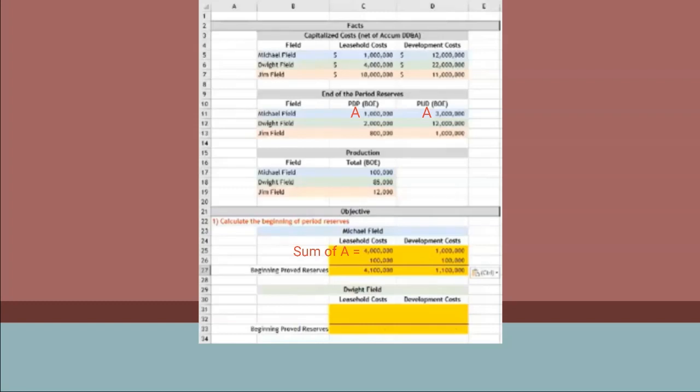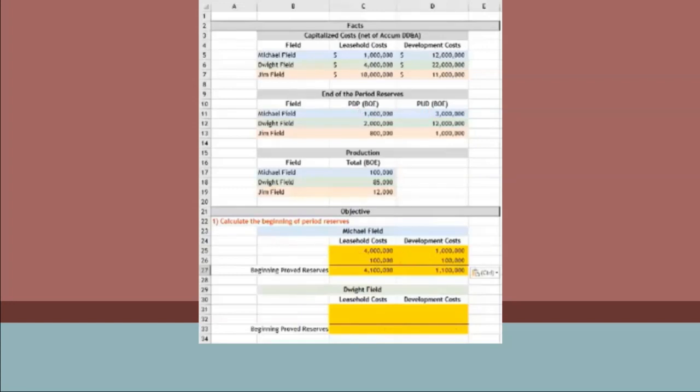Well, those are still both proved. So for the purpose of depleting leasehold costs, we actually need to add those together, which is where you get the 4 million right here. And then we also need to get to the beginning of year reserve, so we have to take into account the production for the year. That's the 100,000 over here in the production section. So your beginning proved reserves for leasehold costs, which would be the total proved, is 4.1 million.